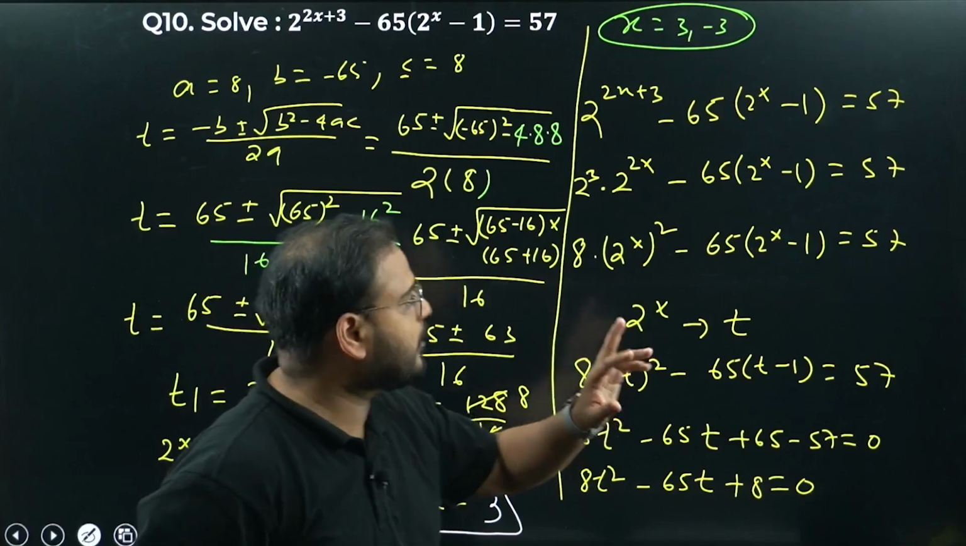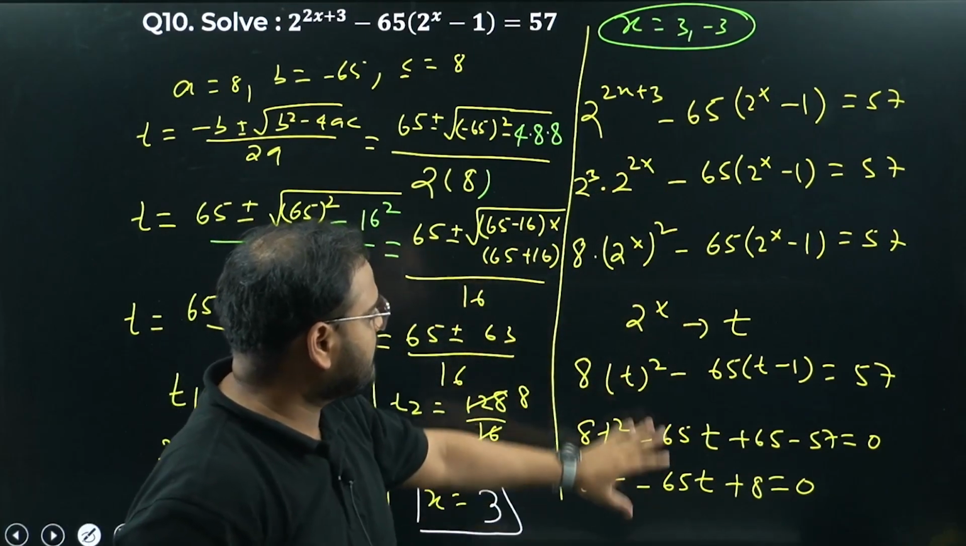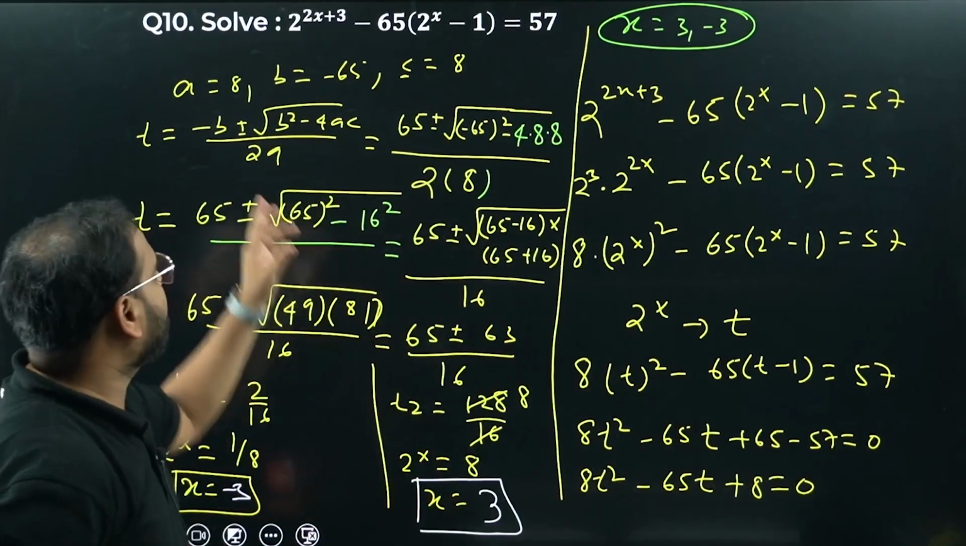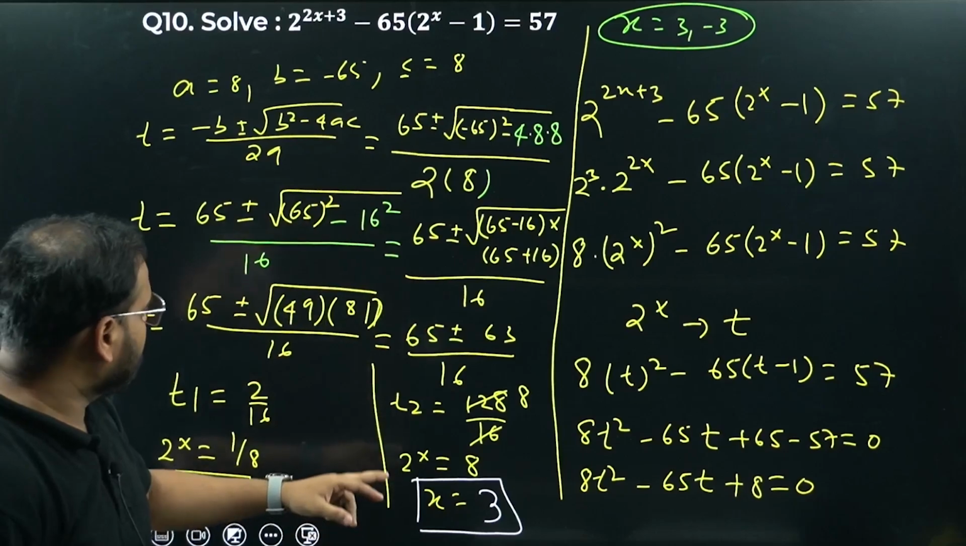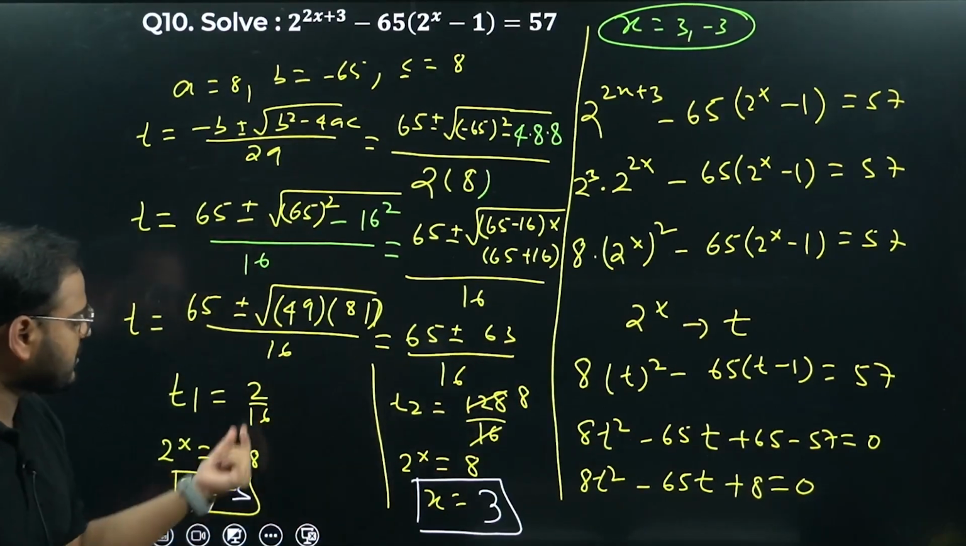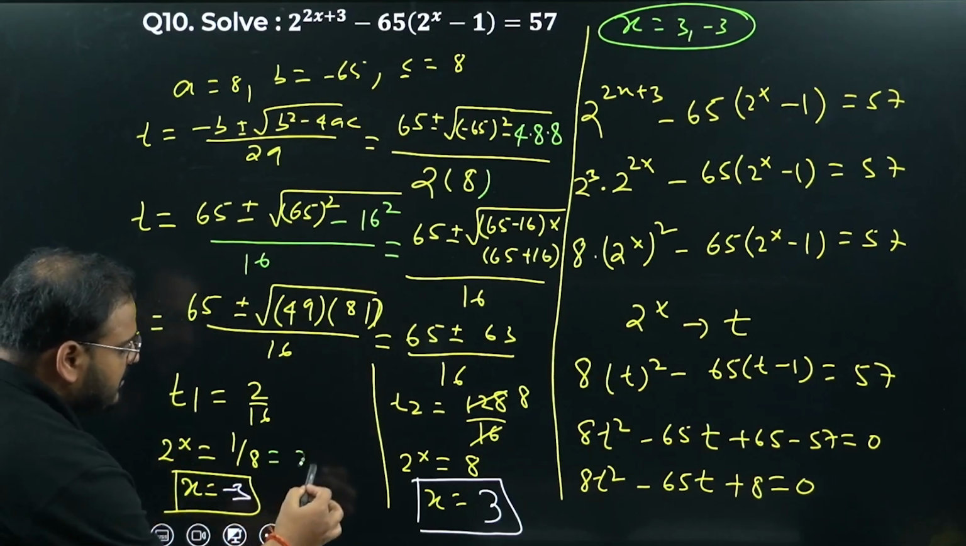From the beginning, I'll explain once more. I've taken this 2 power x as t. Then my equation comes 8t square minus 65t plus 8. I use the formula method to find t: t equals 65 plus minus 63 by 16. So first, if I take 2 by 16, I'm getting 1 by 8. Write this as 2 power minus 3.